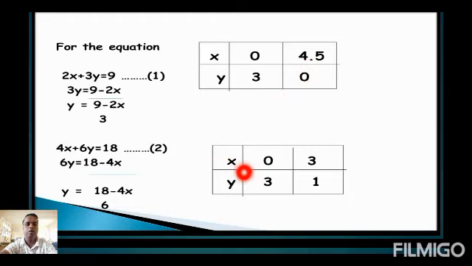Same type. In the equation 4x plus 6y equal to 18, y equal to (18 minus 4x) divided by 6. So, put the x value, x equal to 0, 4 into 0 is 0. So, 18 by 6, 6 threes are 18, y equal to 3. Same type, put the value x equal to 3, 4 threes are how much? 12. 18 minus 12 is how much? 6. 6 by 6 is y equal to 1. Then we plot the graph.